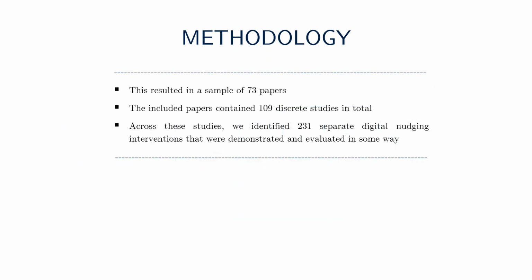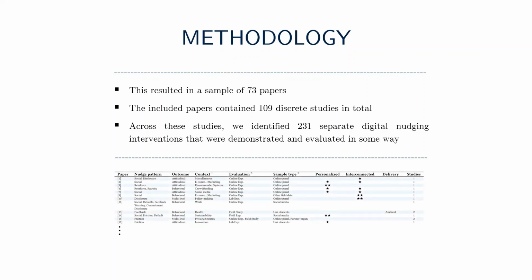This resulted in an analysis of 73 articles where we counted 109 studies where we could identify 231 digital nudges that were demonstrated and evaluated. This means that one paper may contain several studies investigating several different nudge patterns. Here I'm partially showing a large table from the paper that is summarizing the codes associated to all of the included articles.